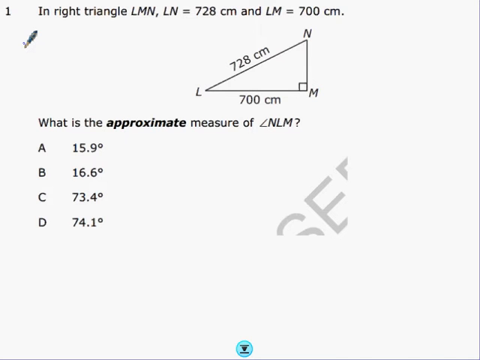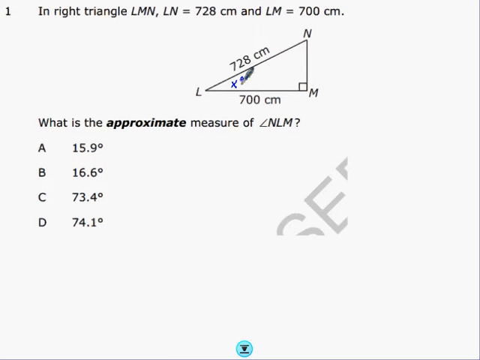Okay, in this video, we're going to be running through the released Fall 2012 North Carolina Geometry Final Common Exam. This is not the Common Core Geometry, which we will cover later. All right, this problem here, they need to find the measure of angle NLM. That's this angle right here. We'll call it X degrees for right now.